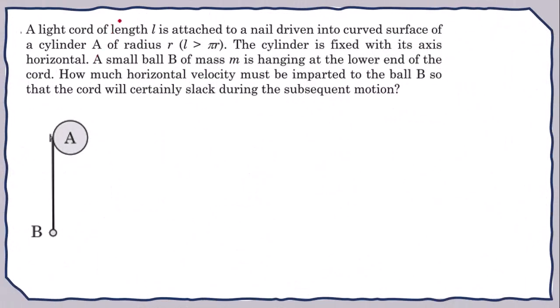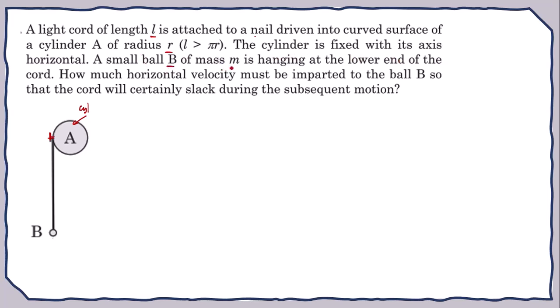In this lecture series I am going to solve some of the interesting and challenging numerical problems from the physics book Pathfinder. So let us start with the session. In this situation, a cord of length L is attached to a nail driven into the curved surface of a cylinder. So there is a cylinder, with a nail fixed at this position, and a cord is suspended with a ball B. The cylinder has a radius of r and is fixed with its axis.